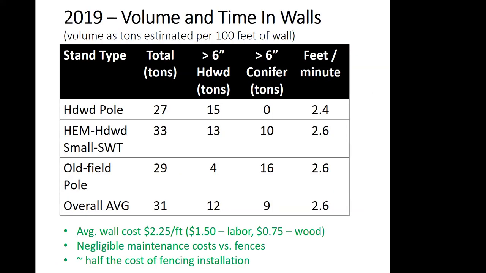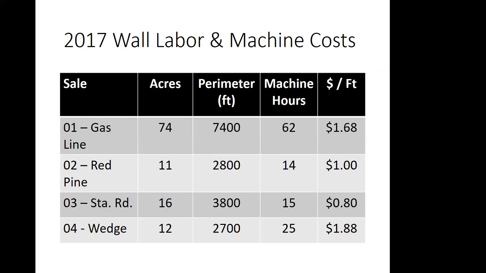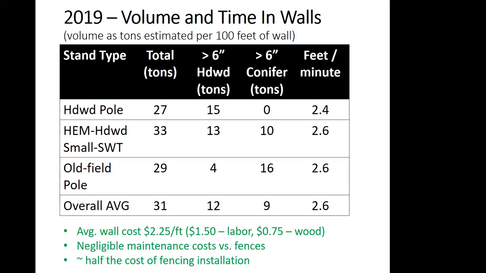So I'm going to jump ahead to the costs. The average cost when you look at machine time works out to be about $1.47 a foot. When you add in the value of the wood that's left, and that's being very generous, the value of the wood is about 75 cents a foot. The average cost of the wall is $2.25. So it costs the logger about $1.50, and costs the landowner who's losing wood, if you will, about 75 cents.